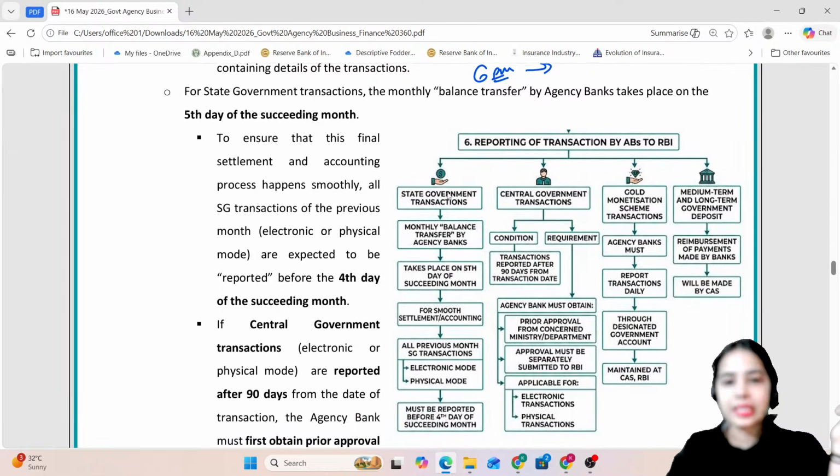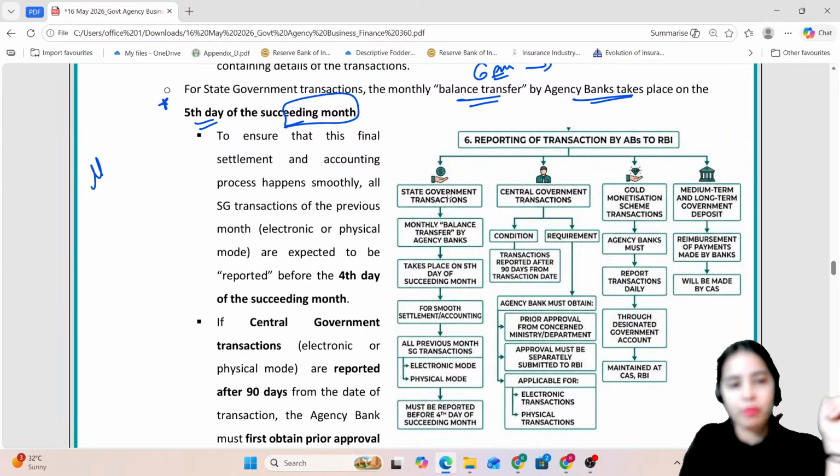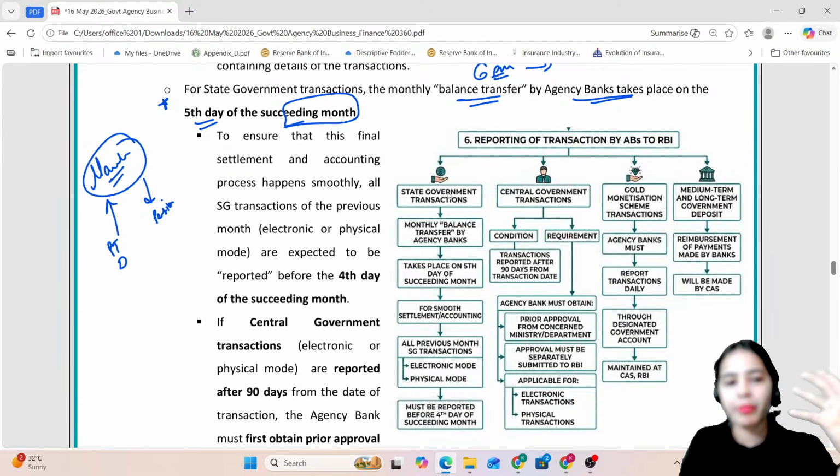For state government transactions, the monthly balance transfer by agency bank takes place on the 5th day of the succeeding month. So again, this is something that you have to keep in mind. Let's say for March, there are some receipts that are received, like the property taxes received on behalf of the state government, or some dividends, and there are also the payments that have been made, like the pension that has been given.